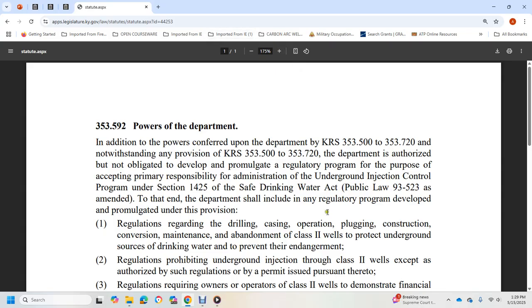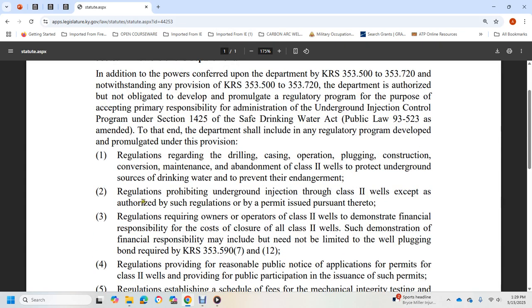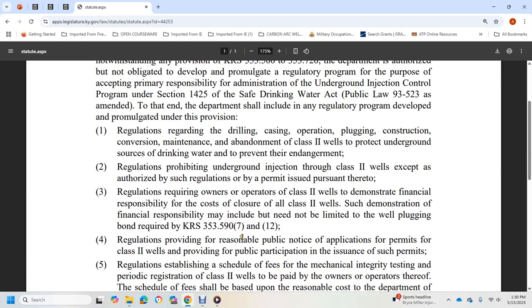One, regulations regarding drilling, casing, operating, plugging, construction, conversion, maintenance, and abandonment of Class 2 wells, to protect underground sources of drinking water and prevent endangerment. Two, regulations prohibiting underground injection in Class 2 wells except as authorized by such regulations and by permit issued pursuant thereto. Three, regulations requiring owners and operators of Class 2 wells to demonstrate financial responsibility for the cost of closure of all Class 2 wells, including but not limited to well plugging bonds required by KRS 353.597.